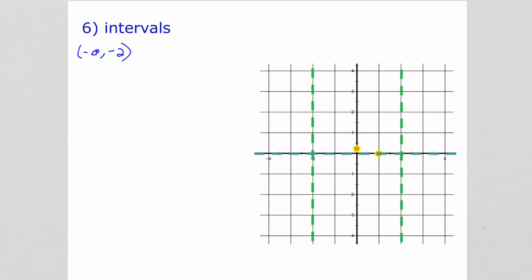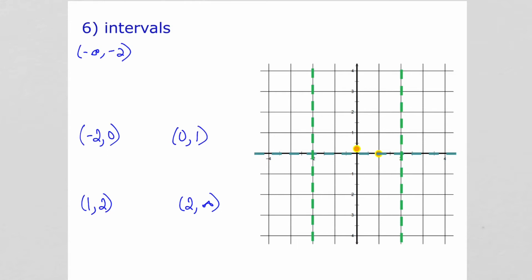The second interval that I'm going to pick is here between the asymptote and my y-intercept, so negative 2 to 0. The next one, between the y-intercept and the x-intercept, between 0 and 1. Then between the x-intercept and the asymptote there, so between 1 and 2, and then to the right of that asymptote, so between 2 to infinity.